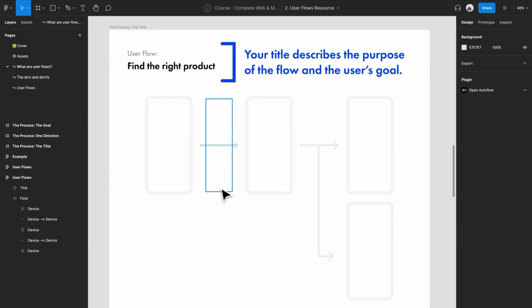You really need to name your flow. It's as simple as that. Give it a name that describes its purpose. That is the goal the user achieves by completing the steps. And surprisingly, people often miss this.